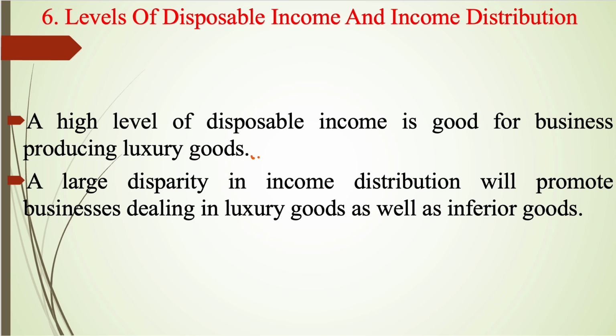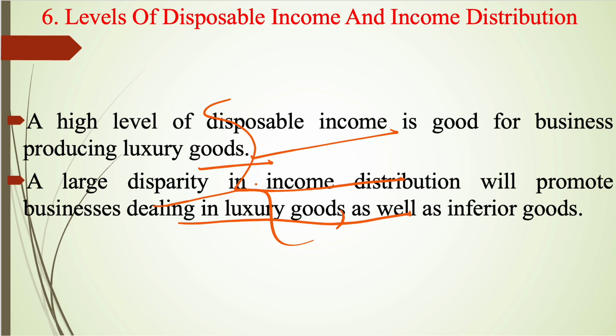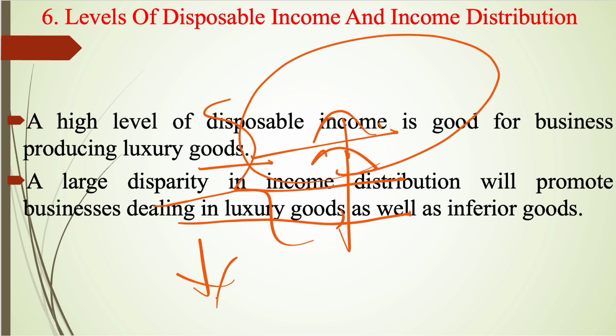A high level of disposable income is good for business producing luxury goods. A large disparity in income distribution will promote businesses dealing in luxury goods as well as inferior goods. So the income distribution among the consumers also affects the business organization's growth, because if there is a higher income, then the consumer purchases more luxury goods. If there is a lower income, they can't purchase the luxury goods.